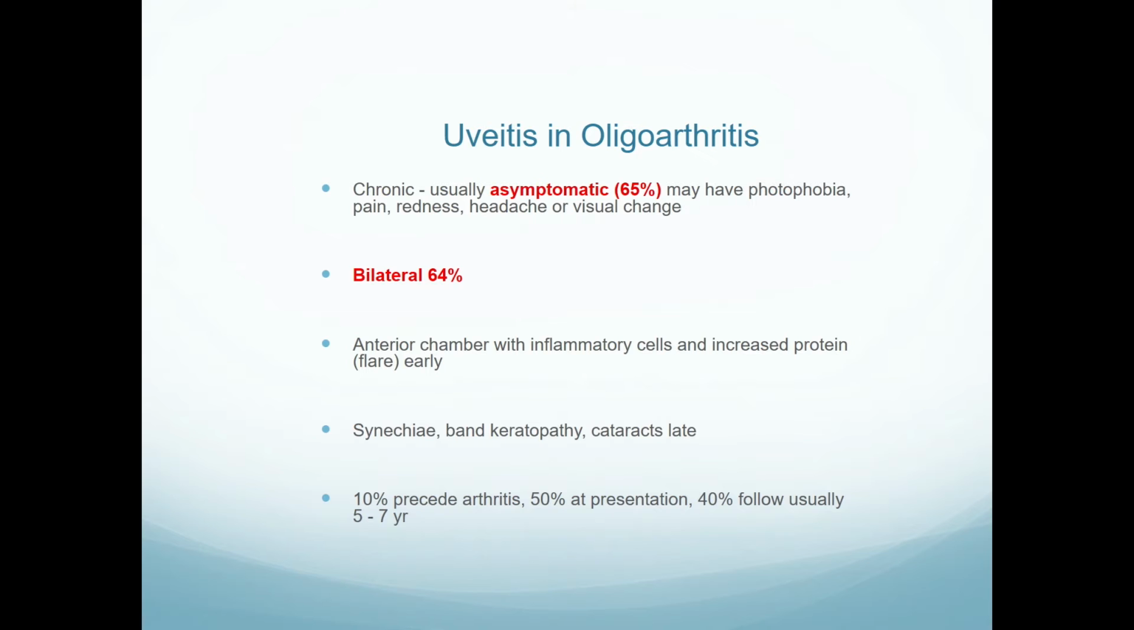In fact, the majority of times, it's usually bilateral. Early on, they have inflammatory changes, but late on, they get scar tissue. About 10% can actually precede the onset of the arthritis. About half is at presentation. The rest usually follow in the next 5 to 7 years. However, that risk never goes away. So these kids truly have to have eye screens for the rest of their lives.